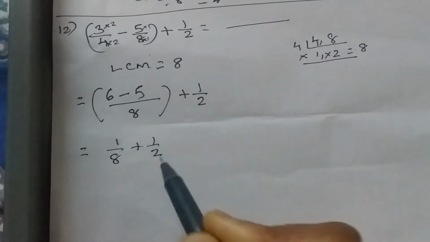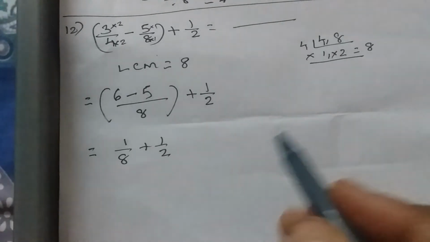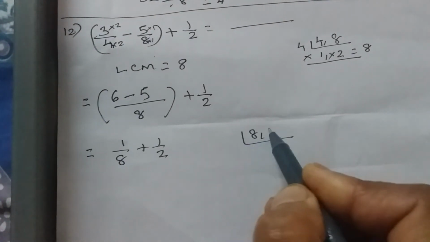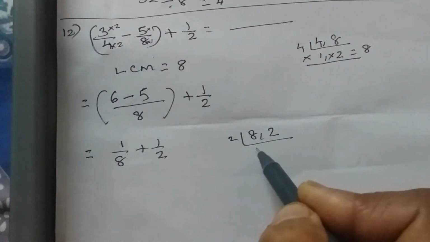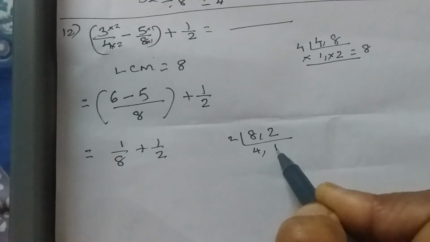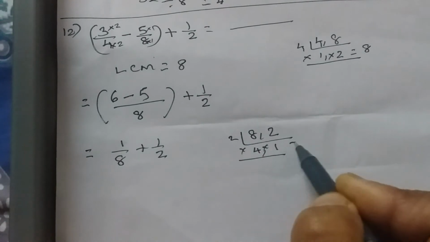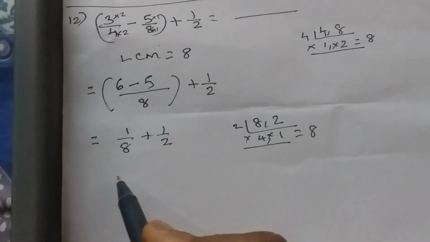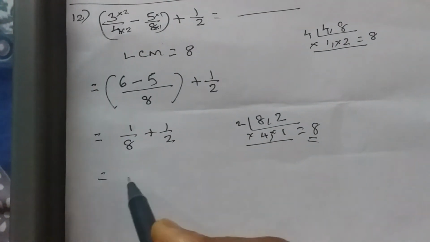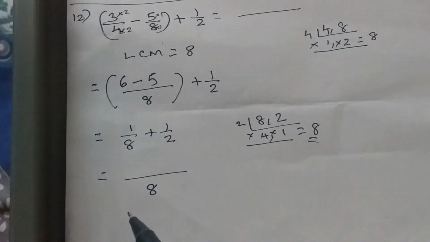And what is the LCM for this? Let us find the LCM for 8 and 2. Both come in the two tables. 2 fours are 8, 2 ones are 2. So 4 and 1 have no common factor. Division is over. 2 fours are 8. So again the LCM is 8, so the common denominator is 8.